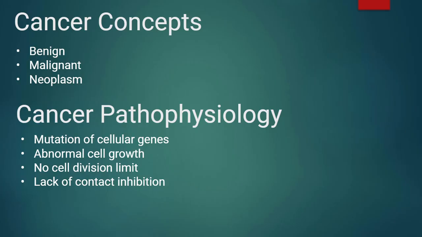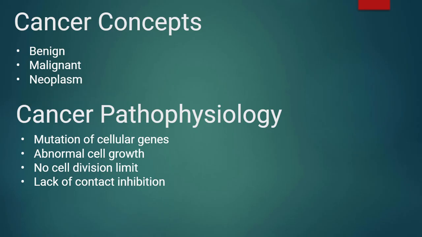Now let's talk about some basic cancer concepts. First, we have benign tumors. These are growths that are not cancerous. They can still cause problems depending on their size or location, but they don't spread to other parts of the body. Then we have malignant tumors. These are cancerous. Malignant cells grow out of control, invade nearby tissues, and can spread to other areas of the body. The word neoplasm simply means new growth. It can describe either benign or malignant tumors.